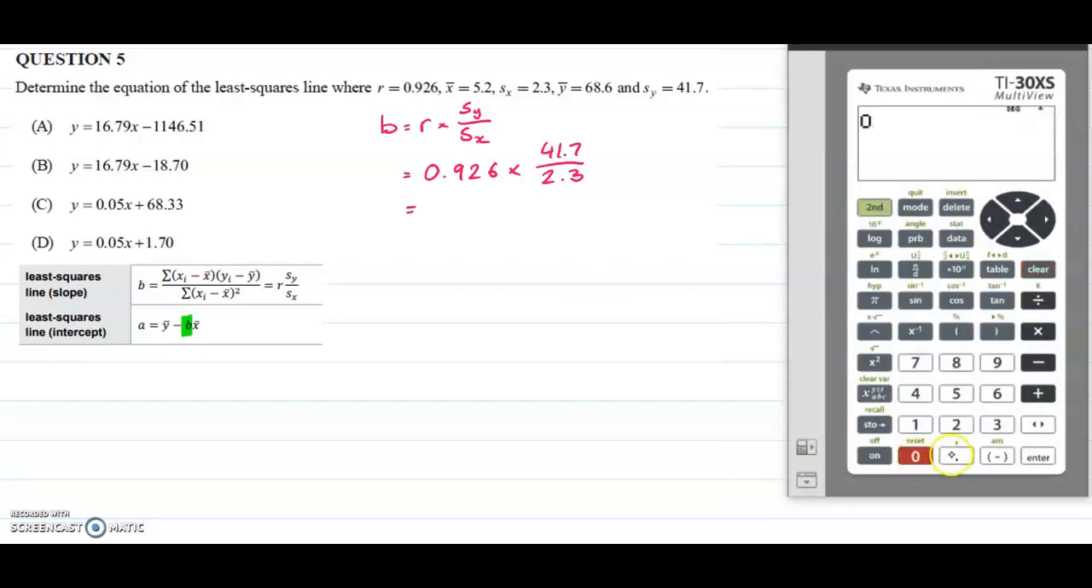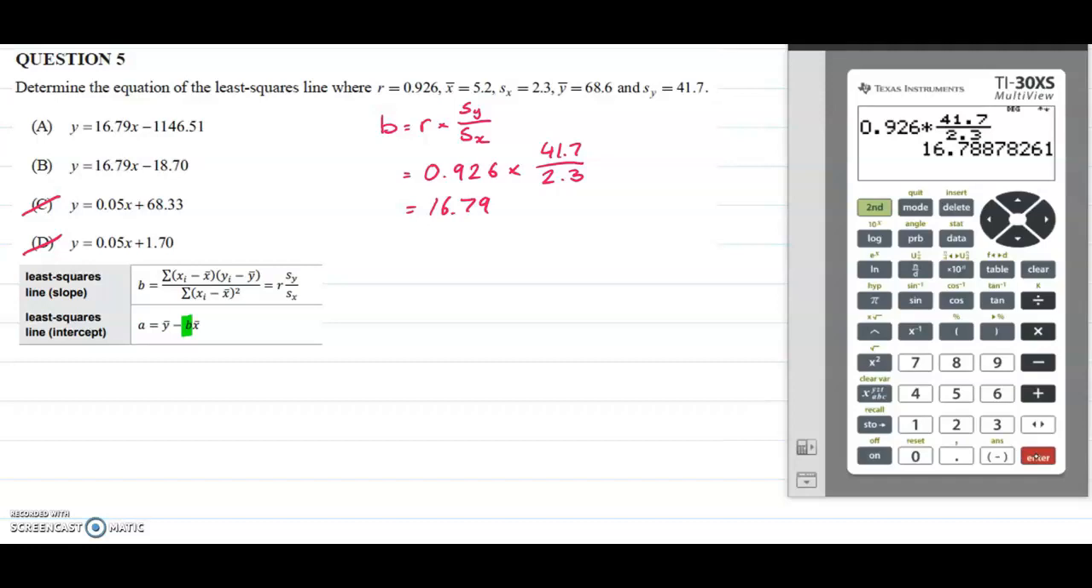So 0.926 multiplied by, let's put our fraction button, 41.7 on 2.3, and we get a solution of 16.79. So that's our slope, guys. So that's what's going to be attached to our X variable. So straight away, we can rule out C and D.